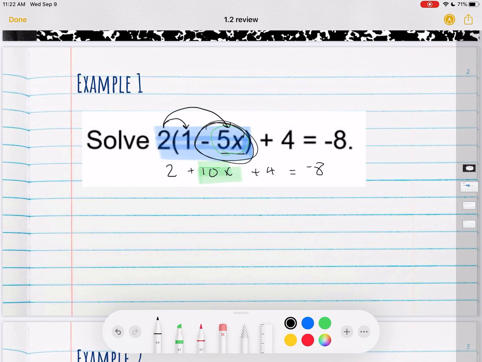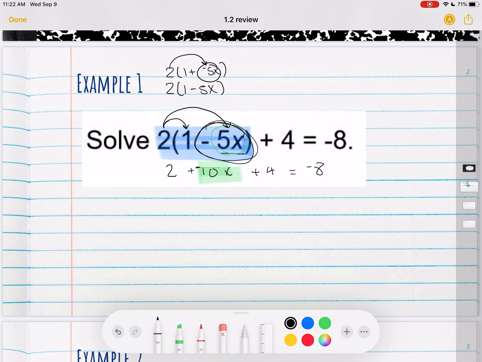A lot of times when I look at things involving the distributive property, I write that 2 times (1 minus 5x) as 2 times 1 plus a negative 5x. That way, because plus a negative is the same as a minus, I remember that I need to multiply 2 by that minus 5x. So instead of 2 times 5x, I'm going to do 2 times a minus 5x, which is negative 10x. I'm going to put my little negative sign right there.